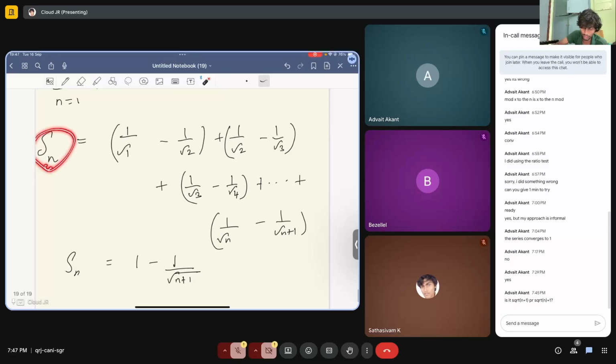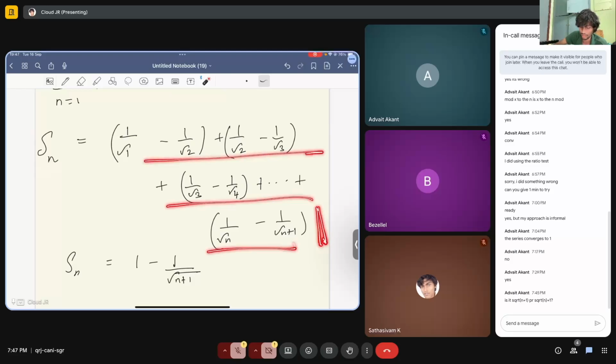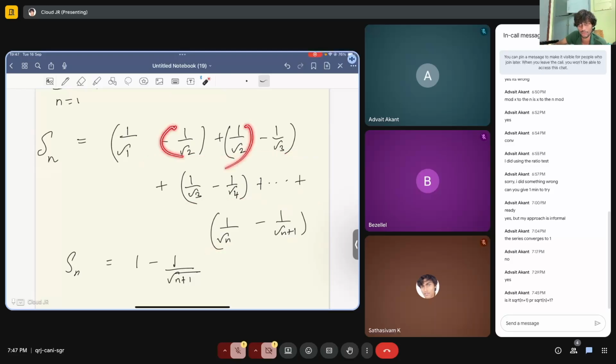But now I am looking at the finite sum, right? So I'm taking only till the nth term. Here I can rearrange; however I want to move it, it's fine. So yeah, most of these problems will go like this, and I don't think there is any really hard problem here.